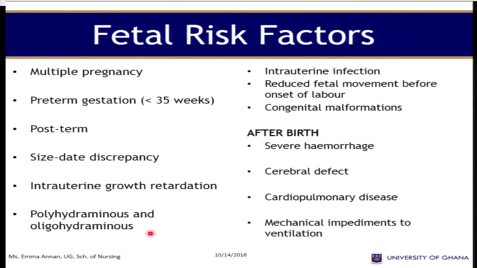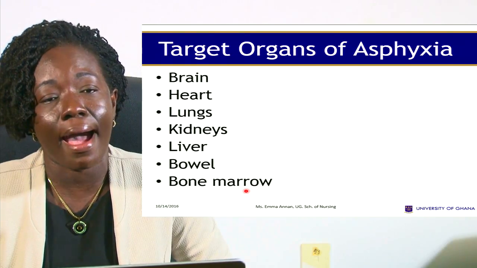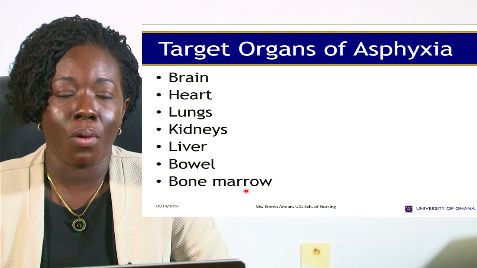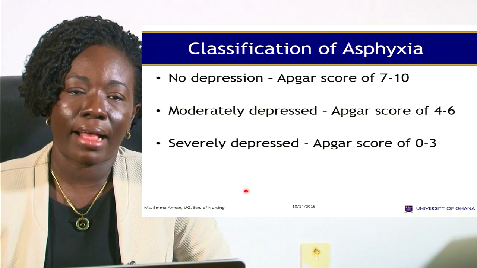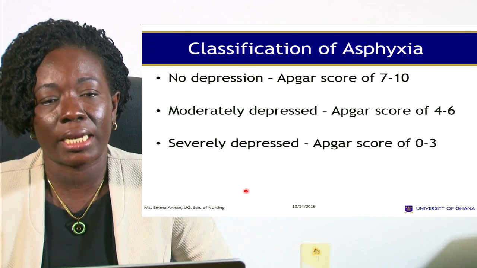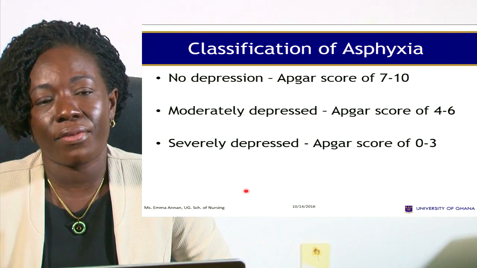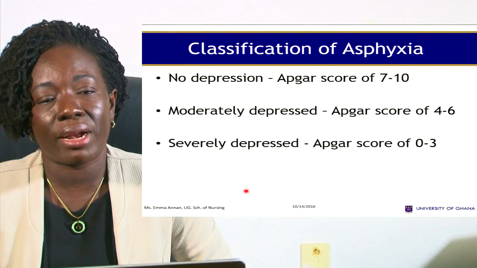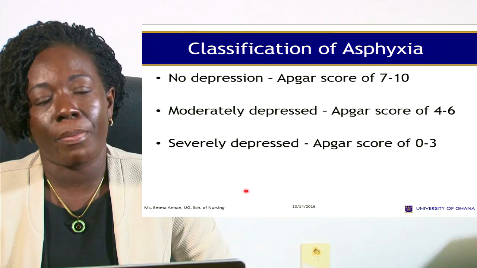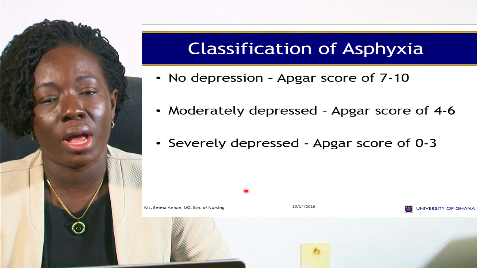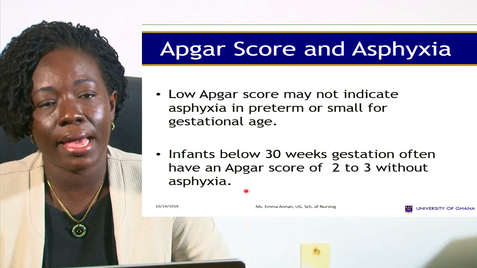The target organs of asphyxia are the brain, the heart, the lungs, the kidney, the liver, the bowel, and the bone marrow. We'll look at the classification of birth asphyxia. The first one is no depression, meaning the baby is safe when the Apgar score is 7 to 10. When moderately depressed, the Apgar score is about 4 to 6, and when severe, the Apgar score is 0 to 3.